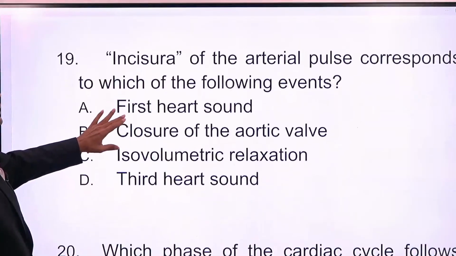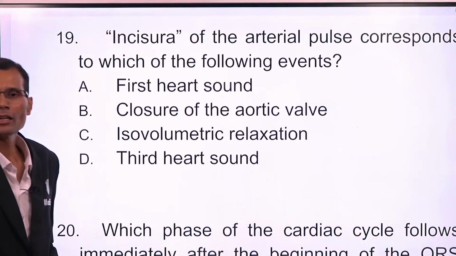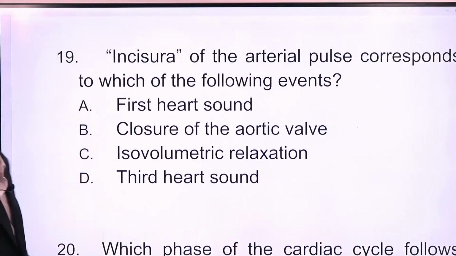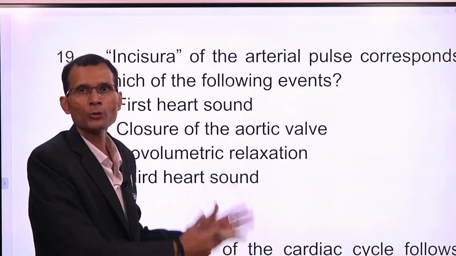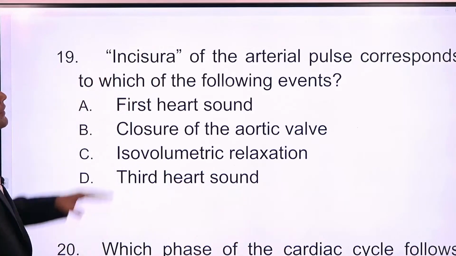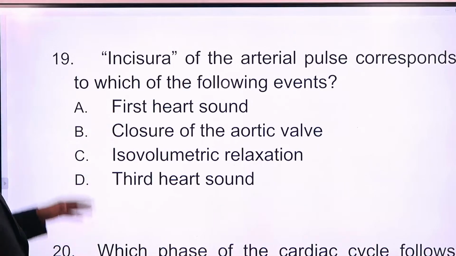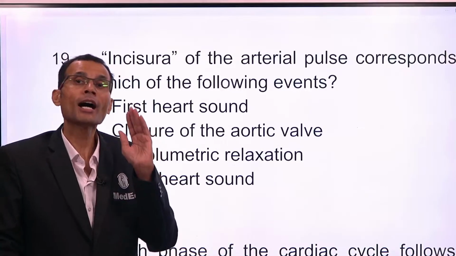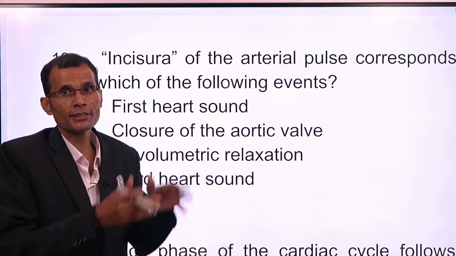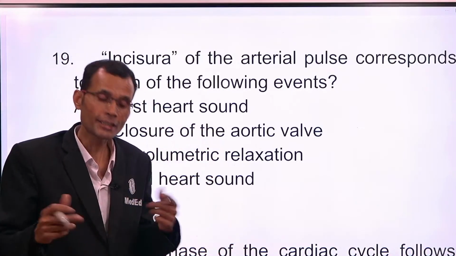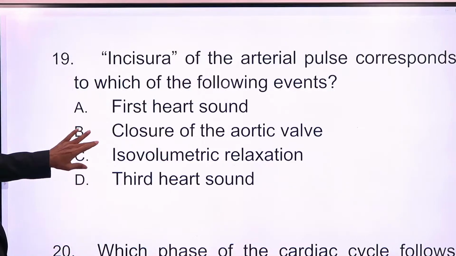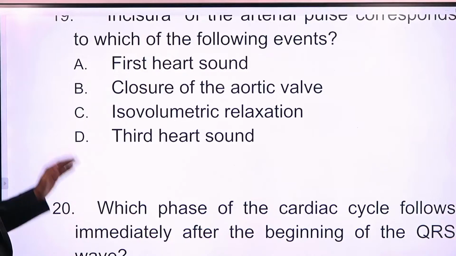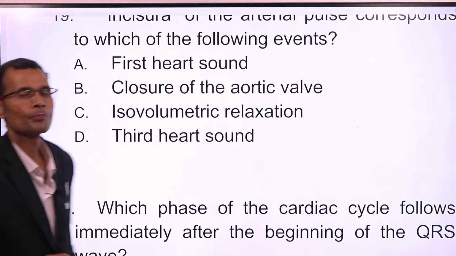Okay, question number 19. Come on, let's spruce up and try to answer the remaining MCQs. Incisura of the arterial pulse corresponds to which of the following events? Incisura in the arterial pulse. Before this it was jugular venous pulse, now it's arterial pulse. So first heart sound or closure of the aortic valve or isovolumic relaxation, or third heart sound.